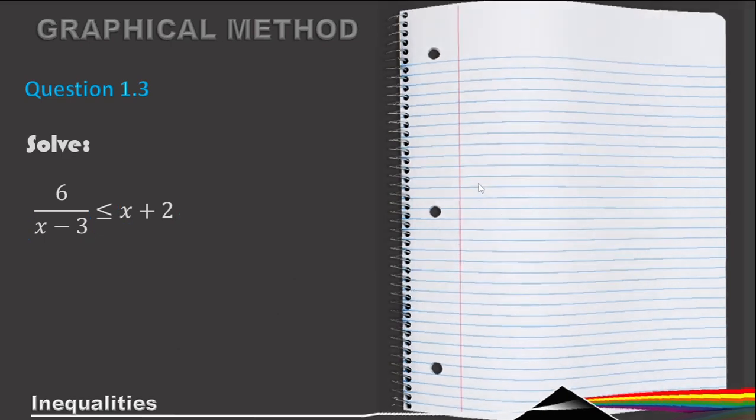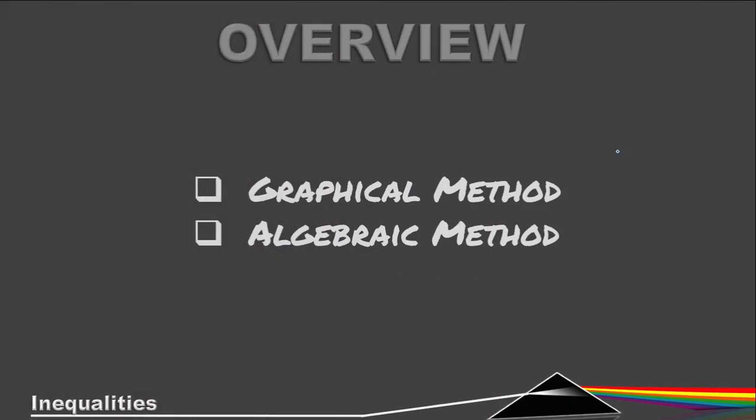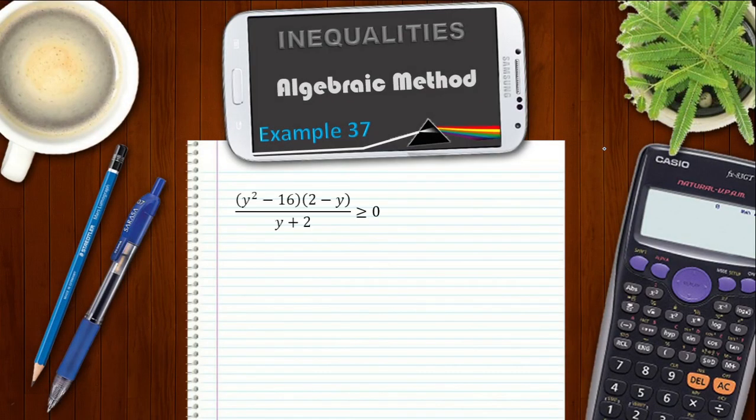Right, graphical method is done. Now let's look at the algebraic method. First example. Now we can choose which method we want to use, but in this case we will be forced to use the algebraic method. But I must say I haven't seen a lot of these sums in past papers, but they can be there.